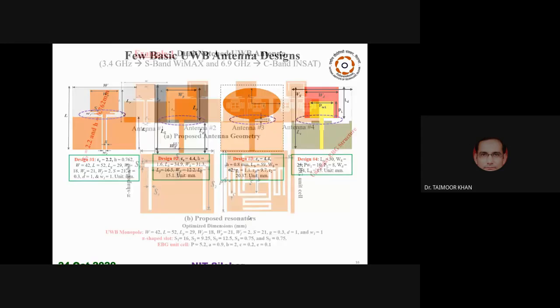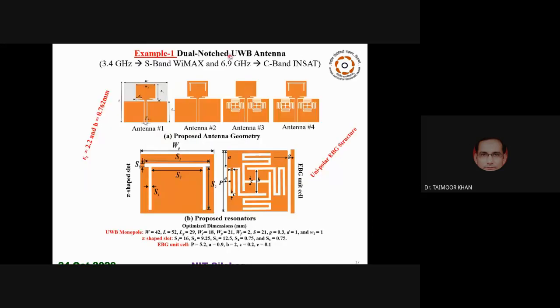Now come to example one, the dual notch UWB antenna. It means it has the inherent characteristic of an ultra wideband antenna with the additional characteristic of rejecting two bands. One is at 3.4 gigahertz, S band WiMAX, and the second one is 6.9 gigahertz, that is C band INSAT, Indian National Satellite Communication. Here the step by step designs are given: antenna 1, antenna 2, antenna 3, antenna 4. Antenna 1 is giving the ultra wideband characteristic of 3.1 to 10.6 or 10.7 gigahertz.